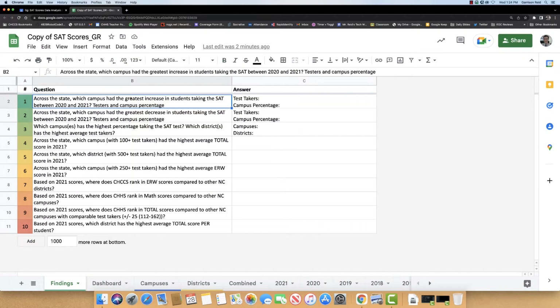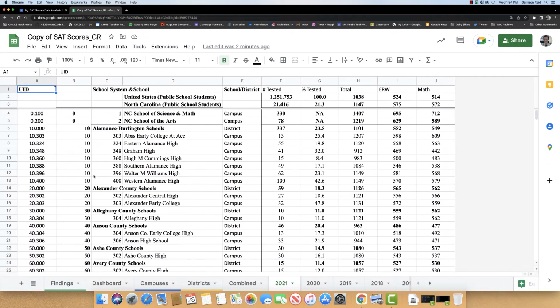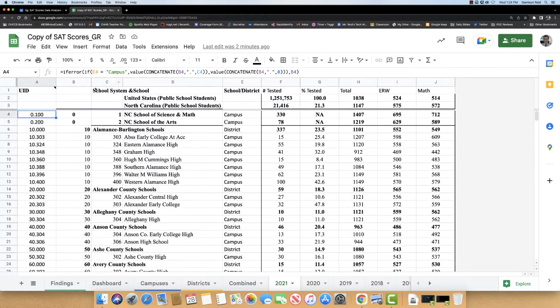Across the state, which campus had the greatest increase in people taking the SAT? Increase in count, test takers, and increase in percentage, campus percentage. Greatest decrease, test takers, campus percentage. Which campus had the highest percentage of people who took the test? And then also, which district had the highest? And then we're going to have a number of questions that are all related to the data for 2021.